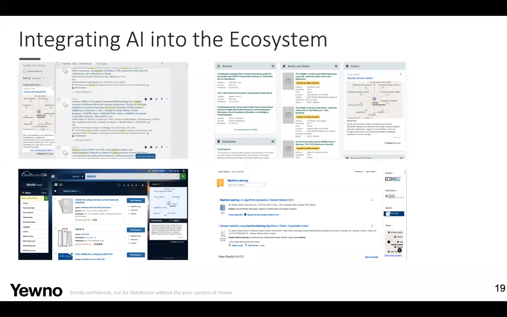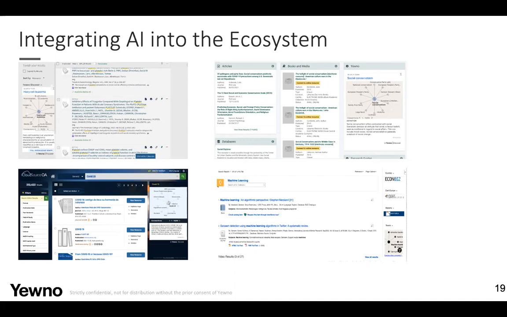In the top left, you can see an integration with Primo. And remember that the integration is, of course, interactive. So you can click on anything you see in the mini knowledge graph called Yewno Relate. And you can also change the concept from the knowledge graph itself. And then on the top right-hand side, you see an example of quick search.